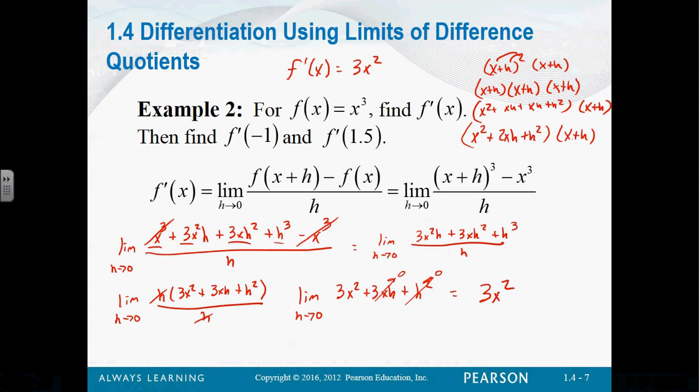So if you're ever doing these and you get a different answer down here than you did for your derivative, you know you've done something wrong. So check it. Check your work. See if you can find your error. Because they're easy to make in these difference quotients.